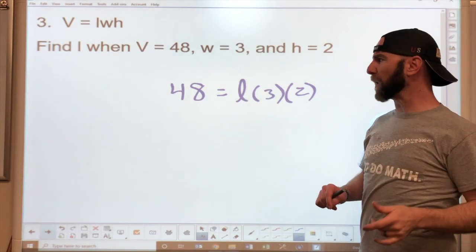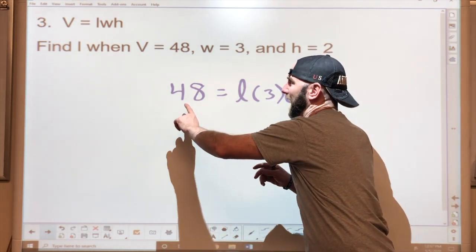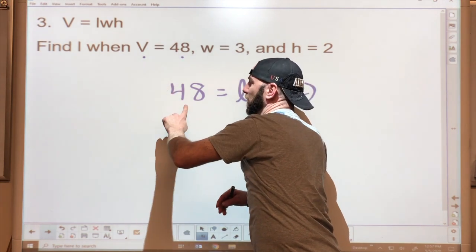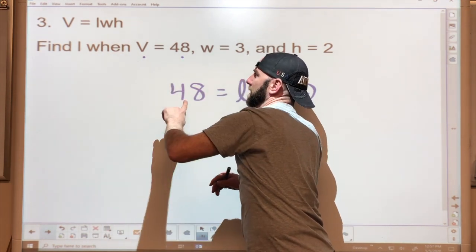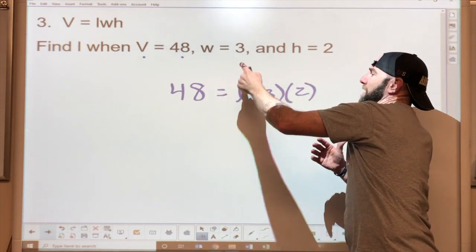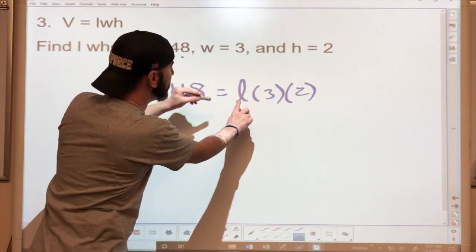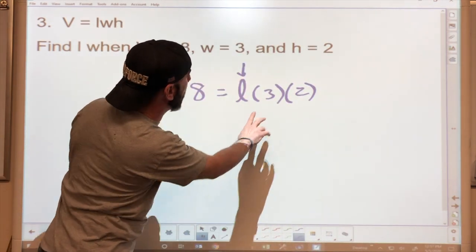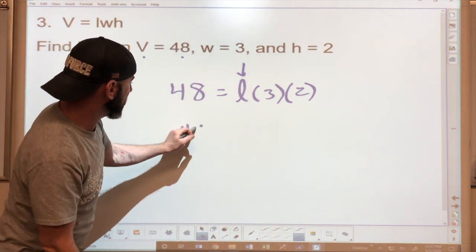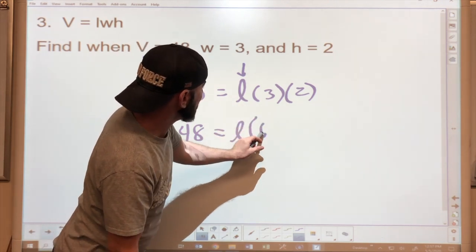Okay, take a look at where the 48 goes. This is interesting because it's on this side. See, the V is 48, that's the volume. That goes on this side where the V is. And then the L, I'm leaving alone because I don't know what L is. I know W, I know height. So to solve for L, I'm going to have to do the product here. So 48 equals L times 6.